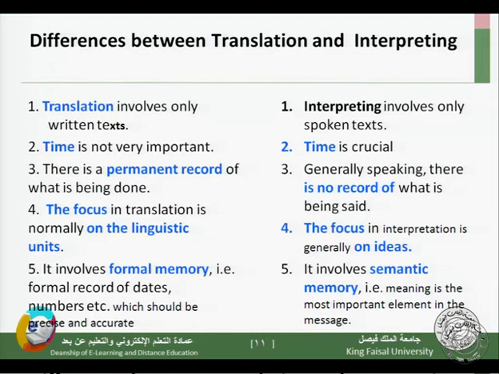I hope you have an idea now about translation and interpreting, and the difference between them. And I wish you all the best, and thank you very much indeed.